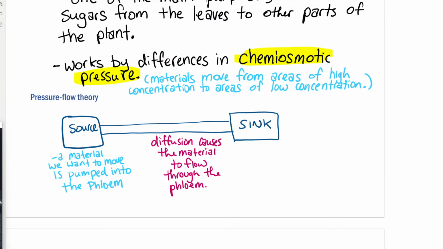Well, the way you handle that is while the material is being pumped into the phloem at the source, the material is pumped out of the phloem at the sink.